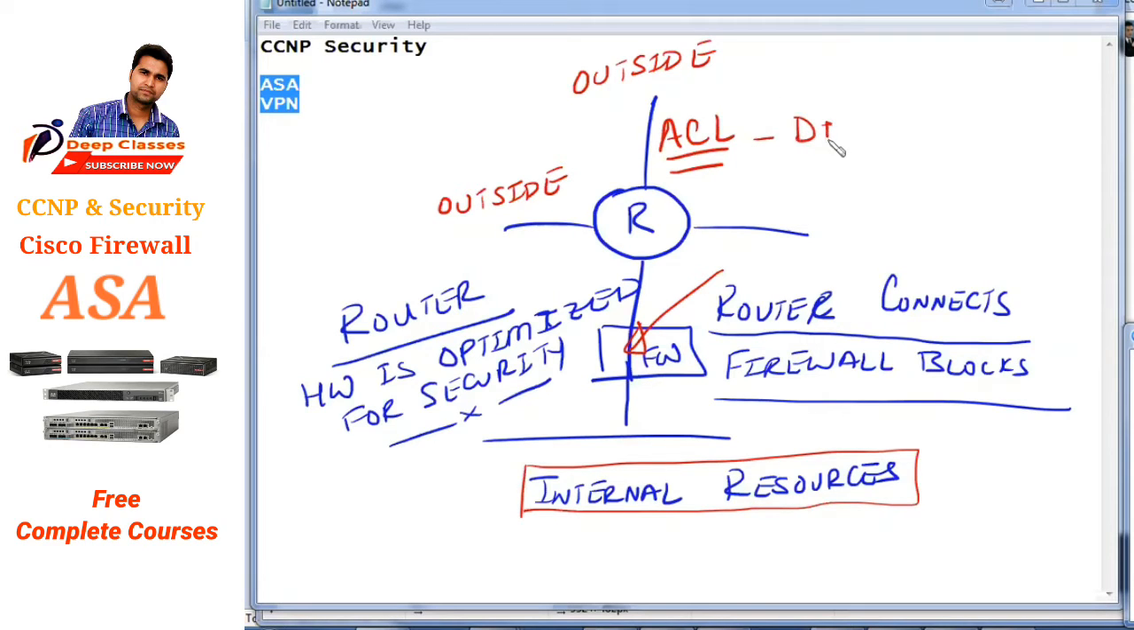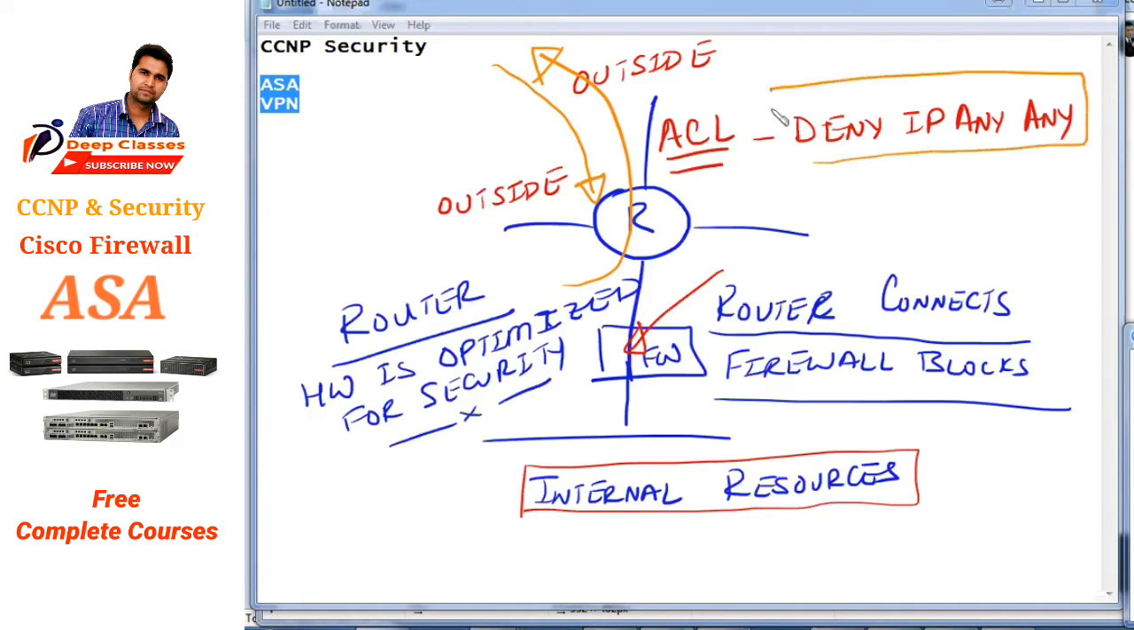An ACL that says deny IP any. Agreed? Because I don't want people coming in from outside to inside. Now the problem with that ACL is when my traffic goes out from inside to outside and it tries to come back in, isn't it going to be denied by your ACL? Because that's also coming from outside to inside. Yeah, it's return traffic, but the ACL does not know it's return traffic. It says deny IP any.